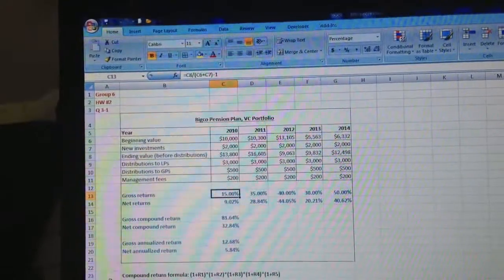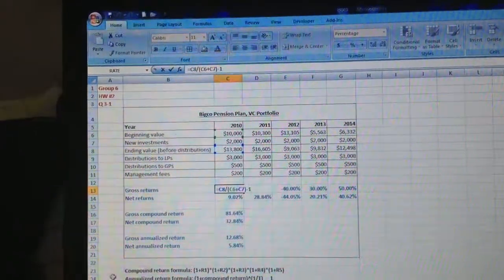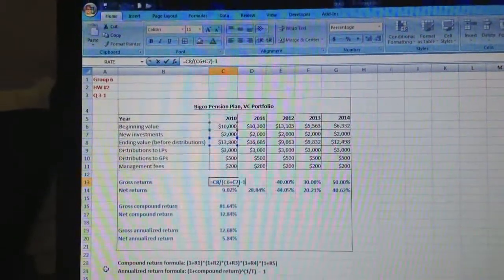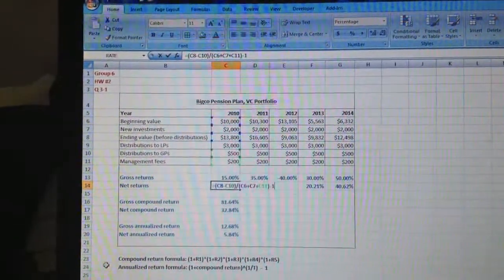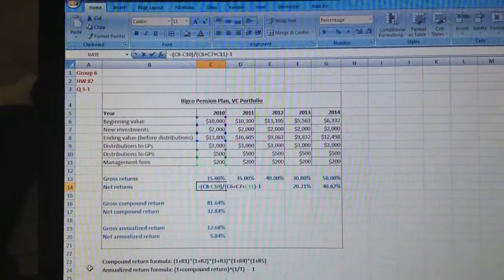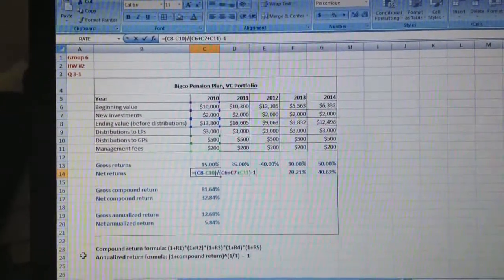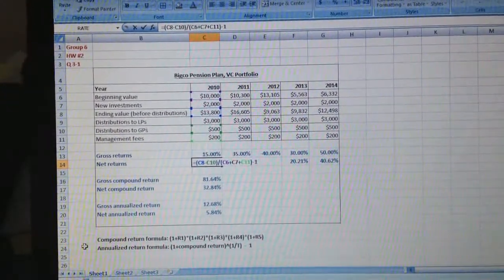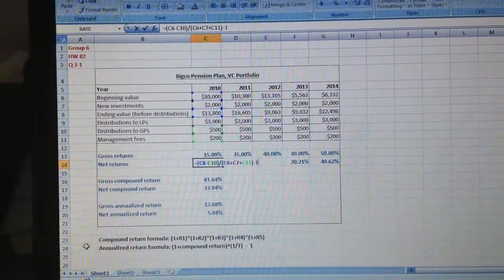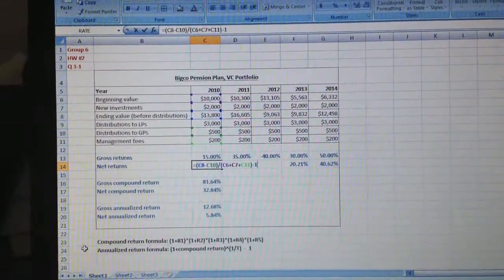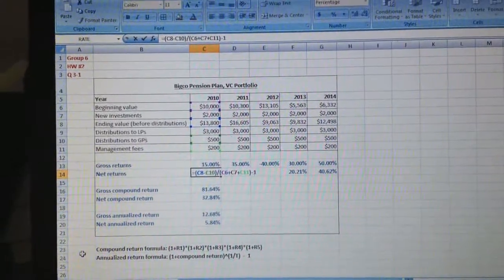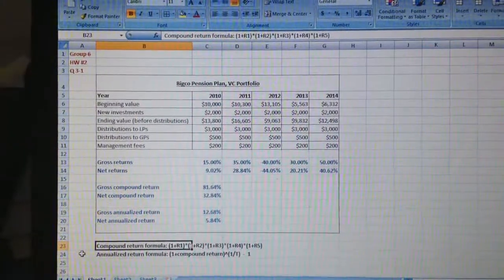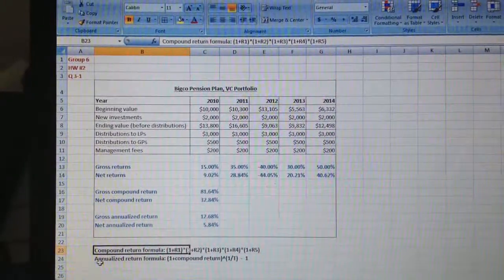Gross returns were calculated by dividing the ending value by the sum of the beginning value and new investments and subtracting 1. Net returns were calculated by dividing the difference between the ending value and carried interest, which in this case was distribution to general partners, by the sum of the beginning value, new investments, and management fees, and subtracting 1. The gross and net compound return values were calculated by using this formula, while the values of the gross and net annualized returns were calculated by using this formula.